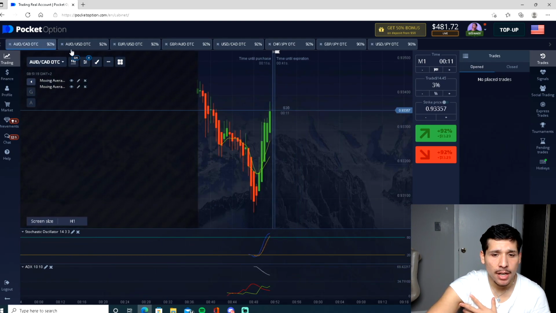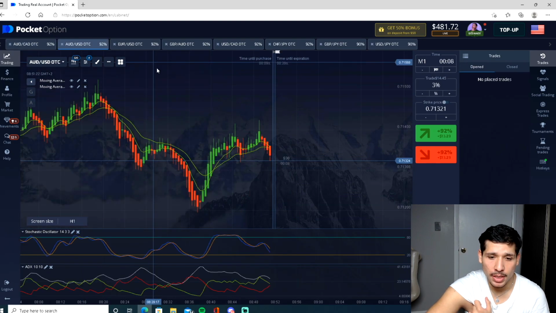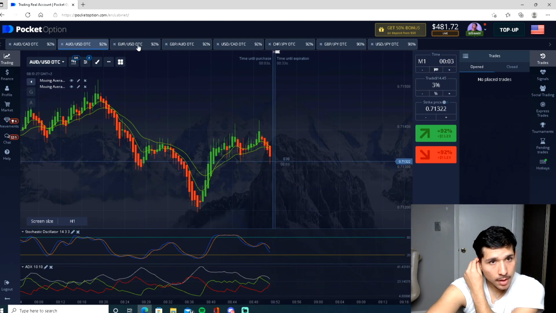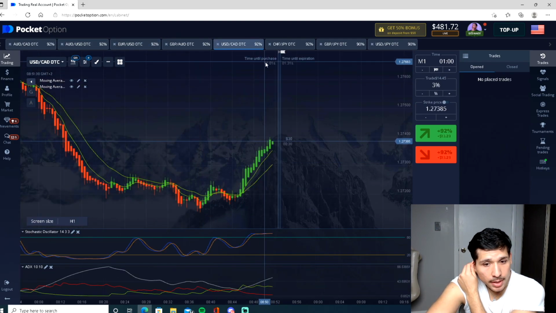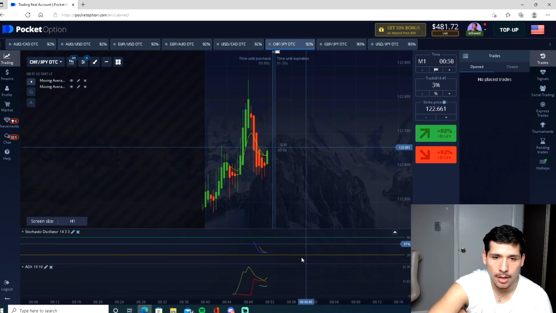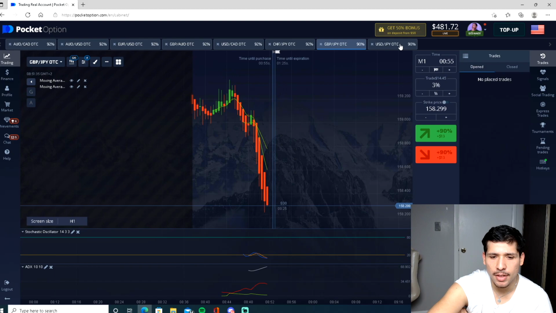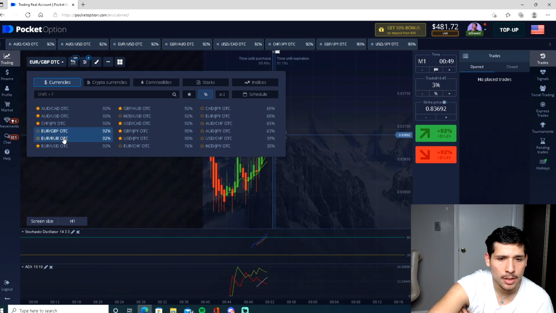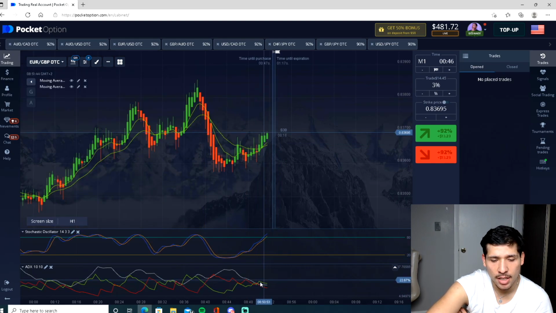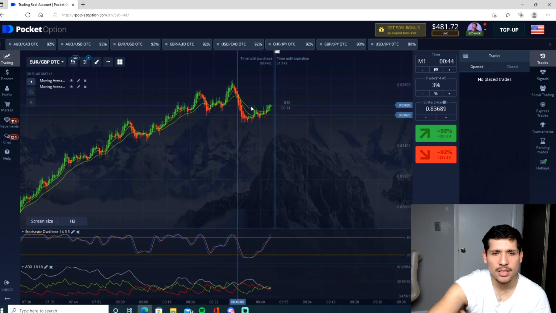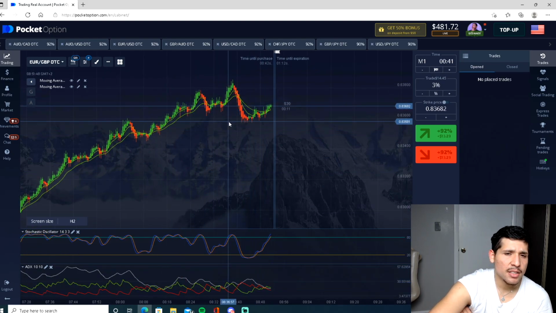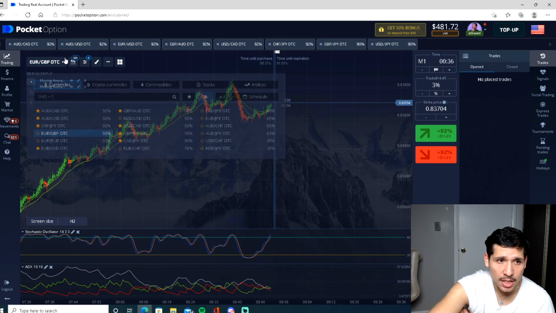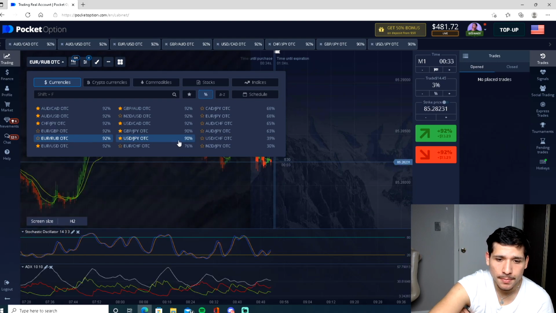As you guys can see, an example of consolidation would be something like, well, this is about to reverse. Consolidation would be something like, let's see right here. Okay, let's look for another one. This right here, guys, this is consolidation. As you guys can see, it is all over the place. Not very clear. So that's an example.